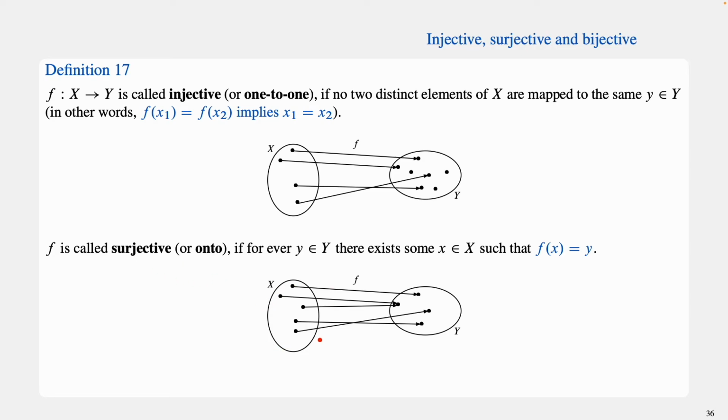However, this one, for example, is not injective. We have these two elements mapping to the same dot over here. So this is a surjective map, but not an injective one. Whereas this one is injective, but not surjective. And finally, if we combine the two, f is called bijective if f is both injective and surjective. And if a map has any of these three properties, then we shall also call this map an injection, a surjection, or a bijection accordingly.